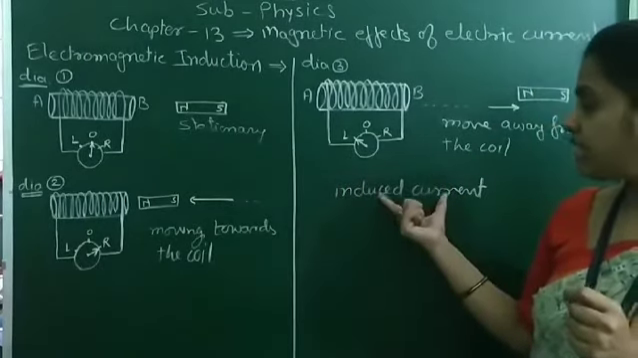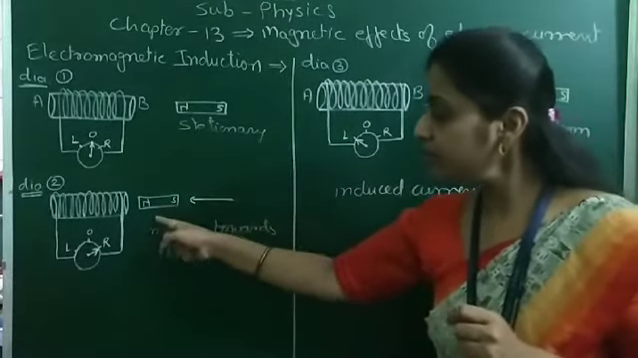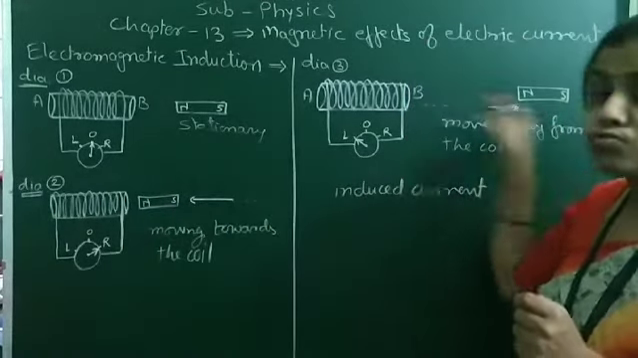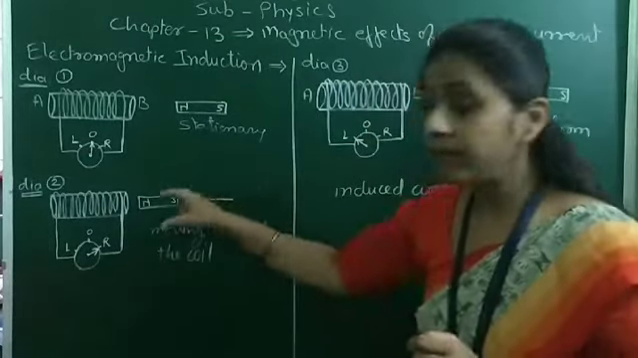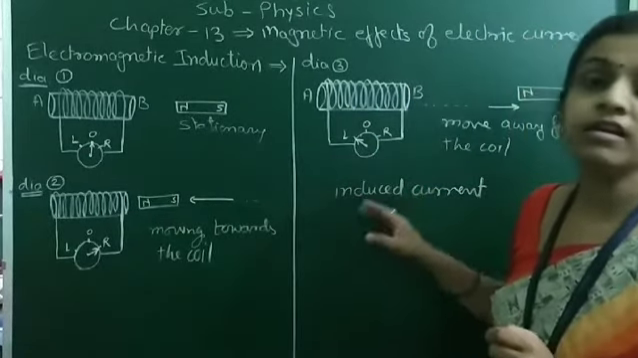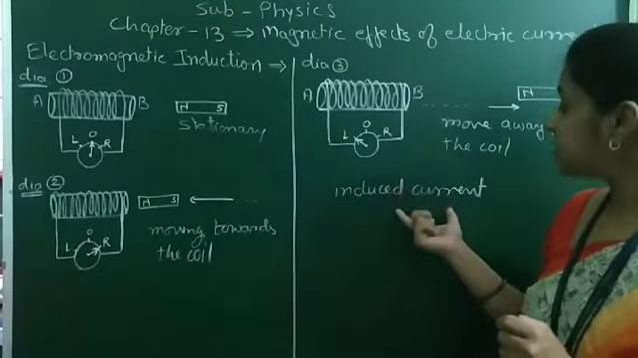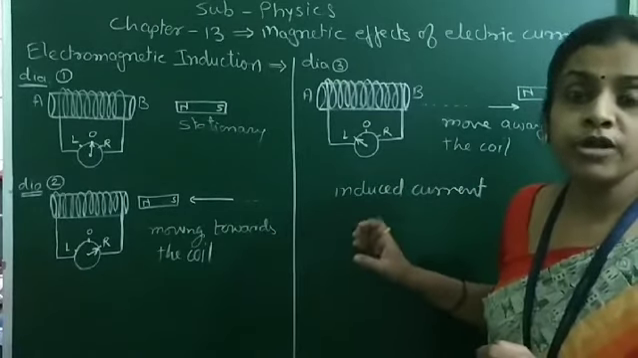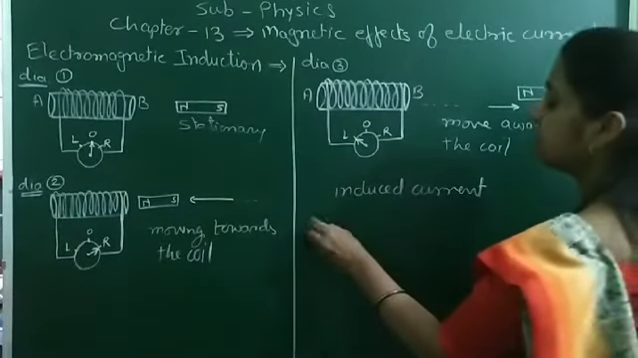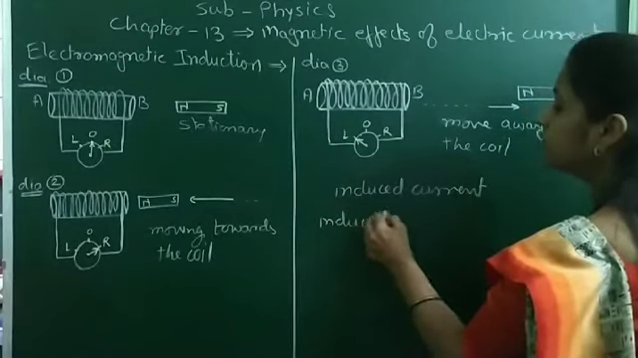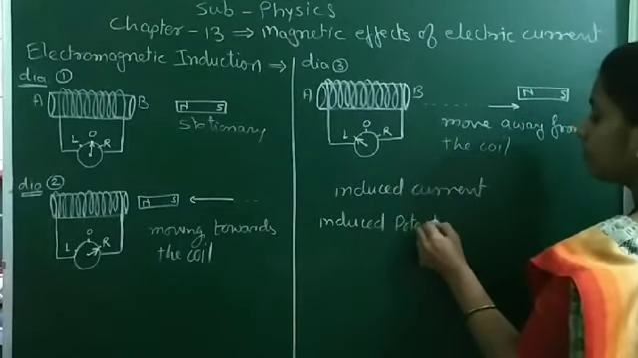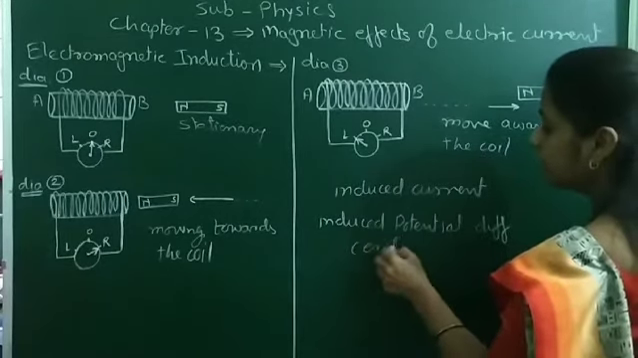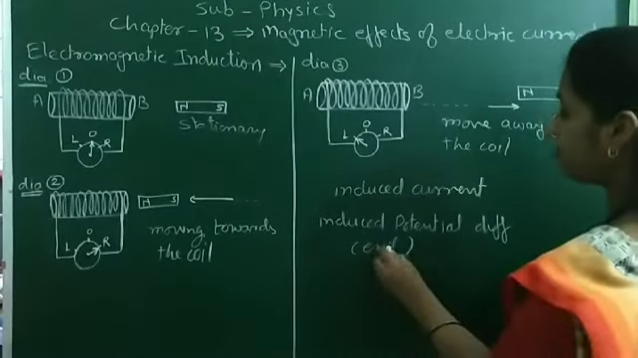So whenever there is a relative motion between the bar magnet and the coil, as long as the bar magnet is moving, then and only then current is produced. And as current is produced through the coil, it means that there is a presence of potential difference, and that potential difference is called induced potential difference, or it is also called EMF, that is electromotive force.